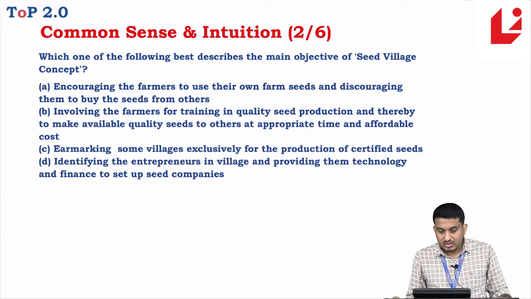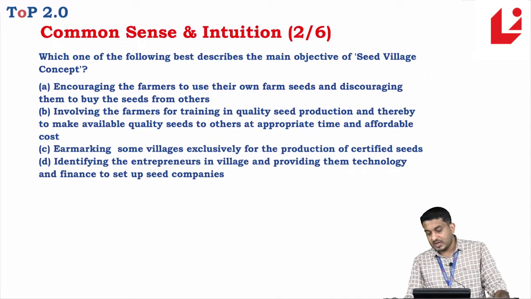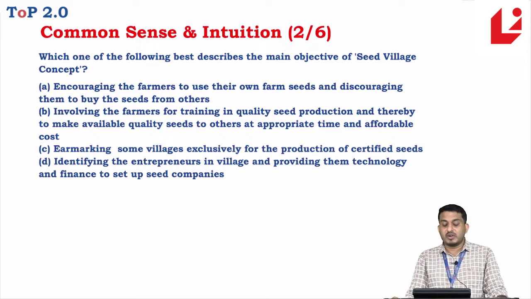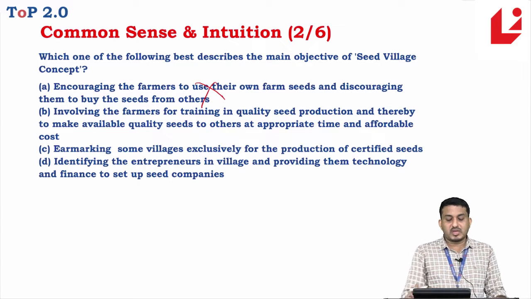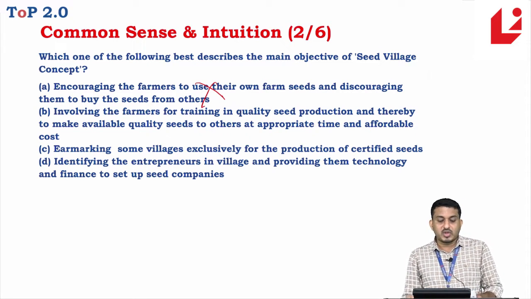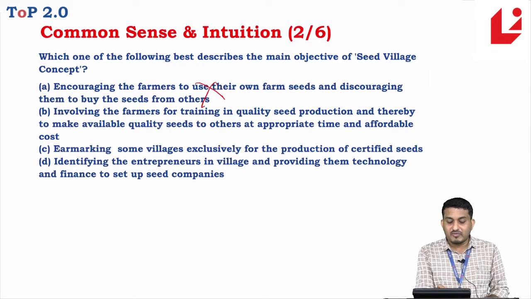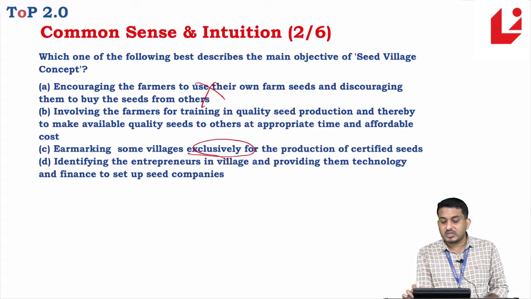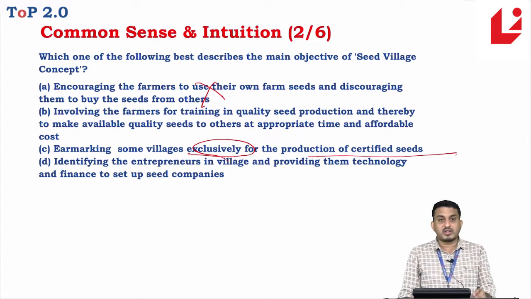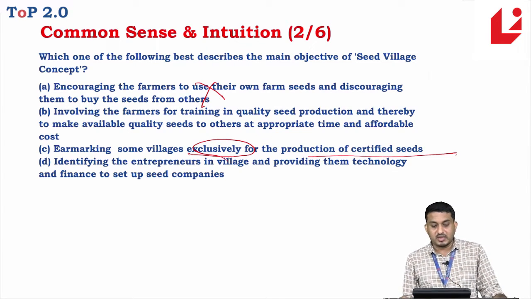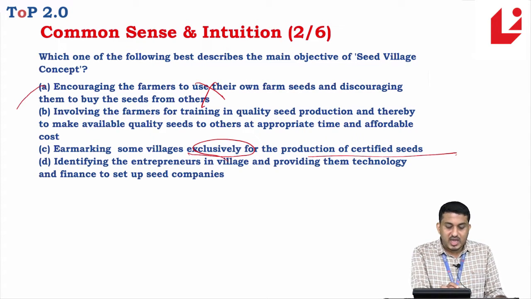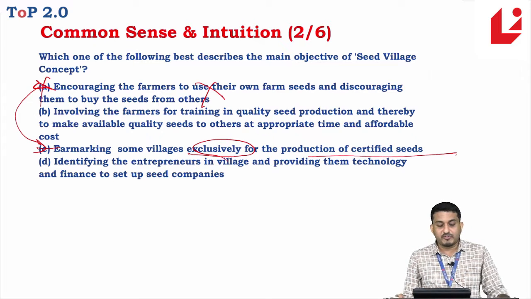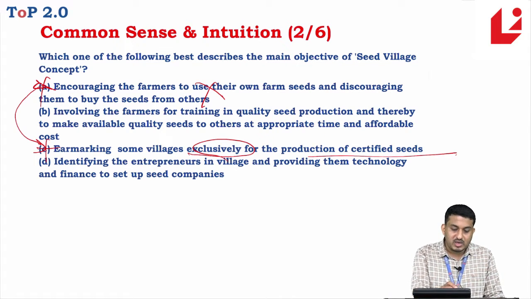Does it sound logical? To use their own farm seeds. Then why government have so many schemes to increase the availability of seeds? Getting it? So that means this statement is wrong. Now you read statement C. Earmarking some villages exclusively for production of certified seeds. That means a particular village providing only seeds. Doesn't sound logical, right? So you can eliminate A and C with help of common sense. Now you are left out with B or D.